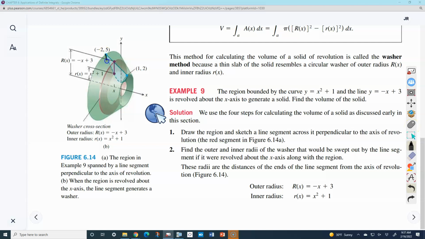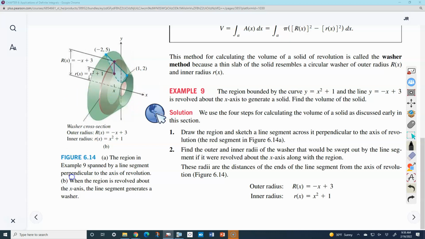parabola and this line. And then you take that region right there and you revolve it around the x-axis. And it creates a kind of a weird shape. Okay?